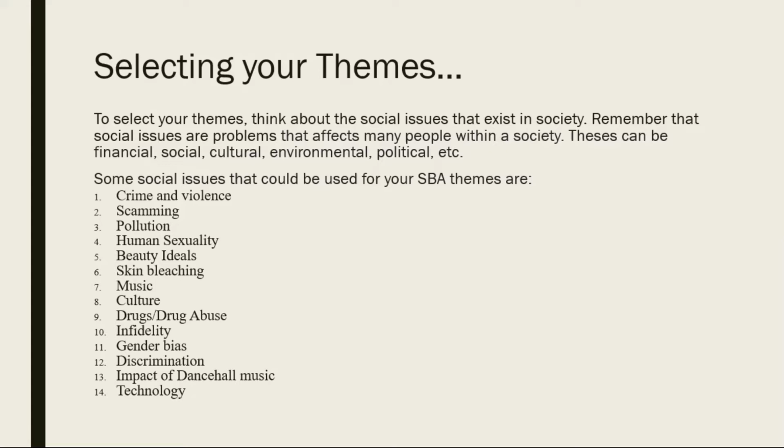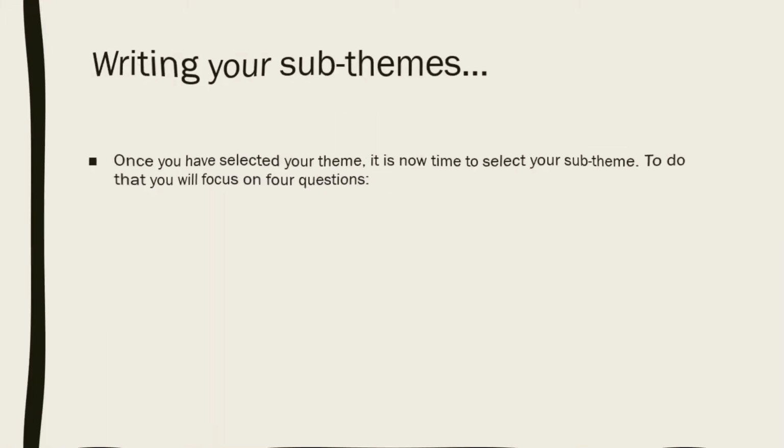I have given you a list of social issues that can be used for your English Language SBA. They are crime and violence, scamming, pollution, human sexuality, beauty ideals, skin bleaching, music, culture, drugs and or drug abuse, infidelity, gender bias, discrimination, dancehall music or the impact of dancehall music, as well as technology. Now, don't get me wrong, there are many social issues out there, but these are just some of the ones that came off the top of my head, and so I'm sharing them with you. Let us not linger because this will be a very short video.